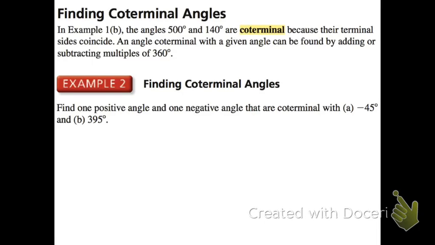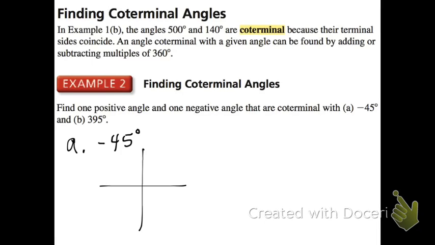Okay, so finding coterminal angles. If you noticed that 500 and 140 are coterminal angles because they're both going to end at the same place. So we're going to find one positive and one negative angle for negative 45 degrees and 395. So let's start with negative 45 degrees.